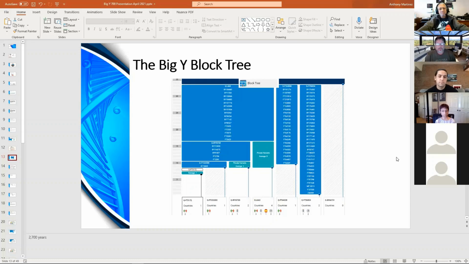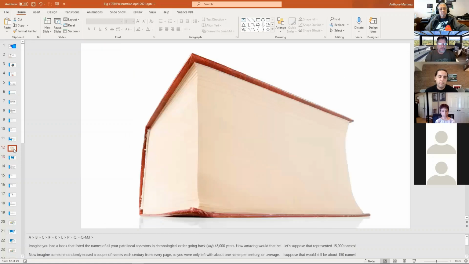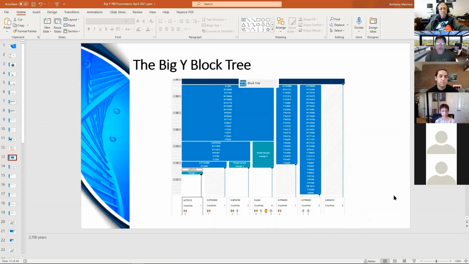So what I do in the Big Y block tree is I'm trying to rebuild that tree, that big book I told you about. I'm trying to rebuild it, re-engineer it, reverse engineer this book. That's what I'm doing. And I'm going to show you how, because all this fidelity here did not exist 3 years ago. It looked a lot like this. And it looks like this because of my re-engineering work. And so this is what we do.